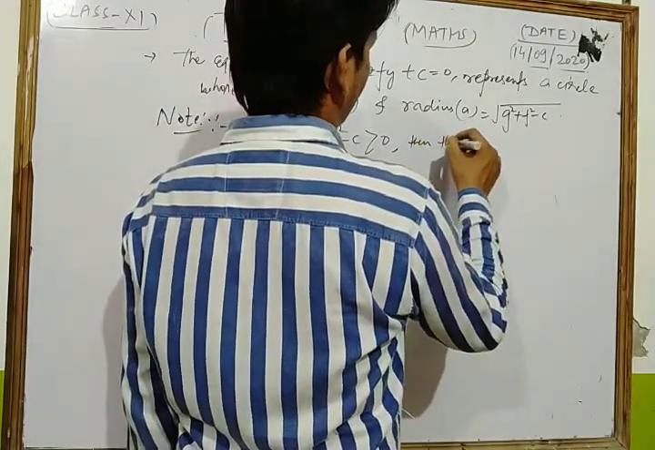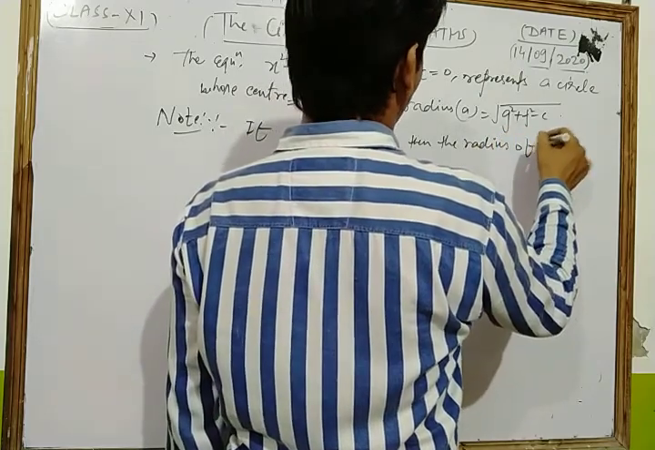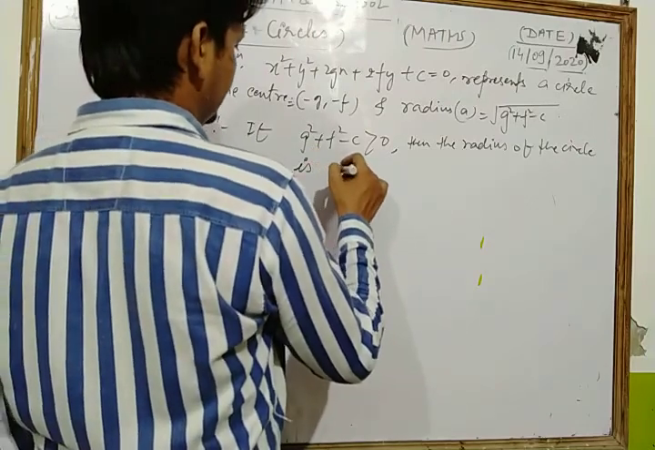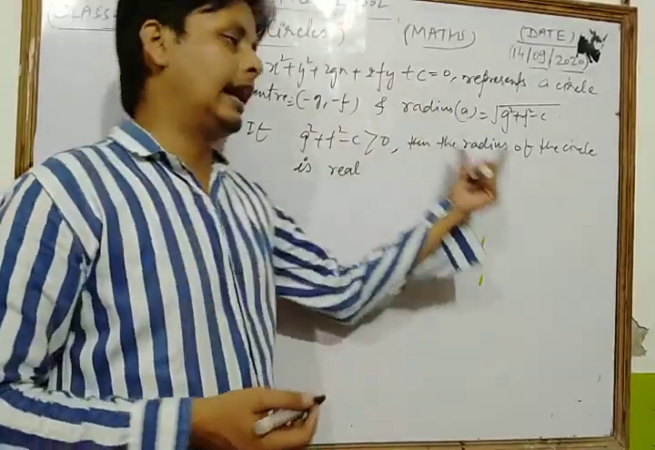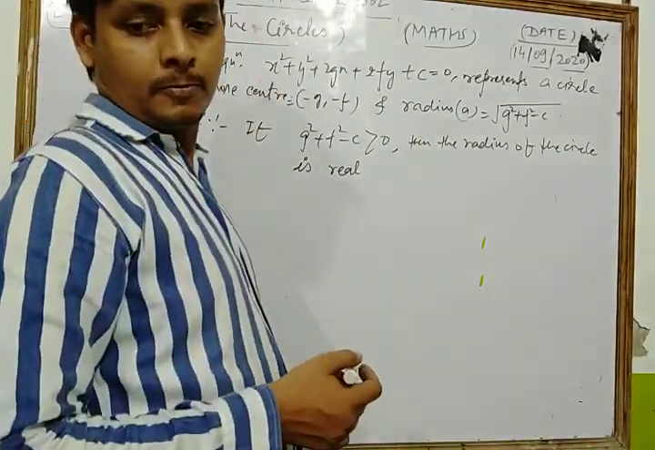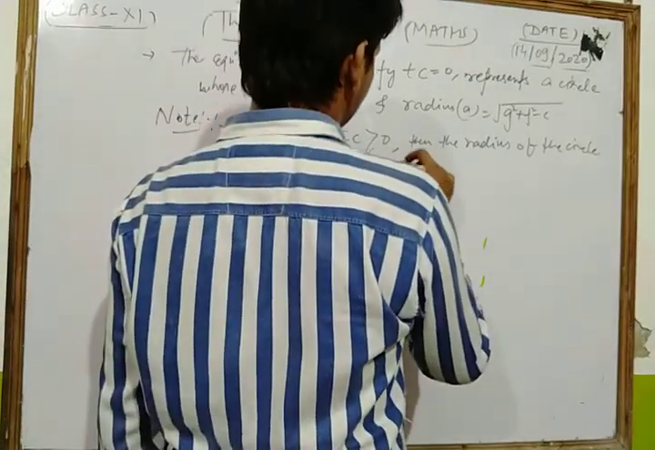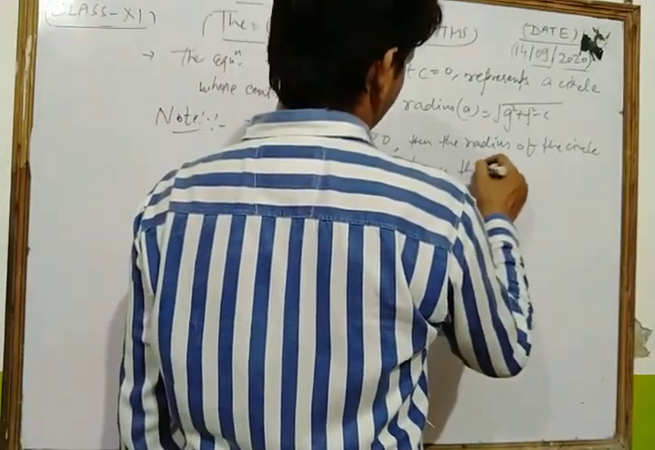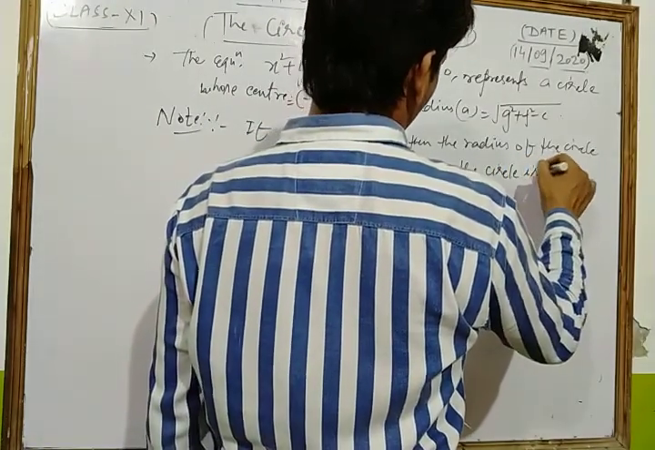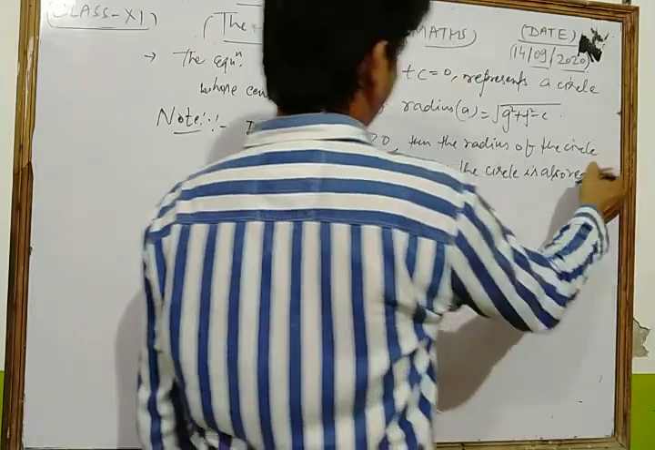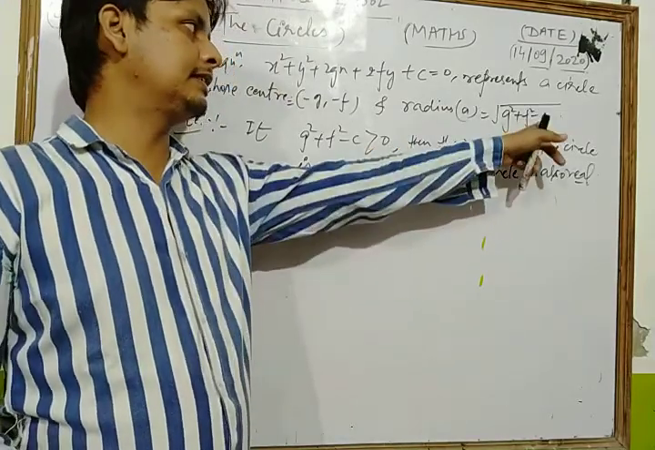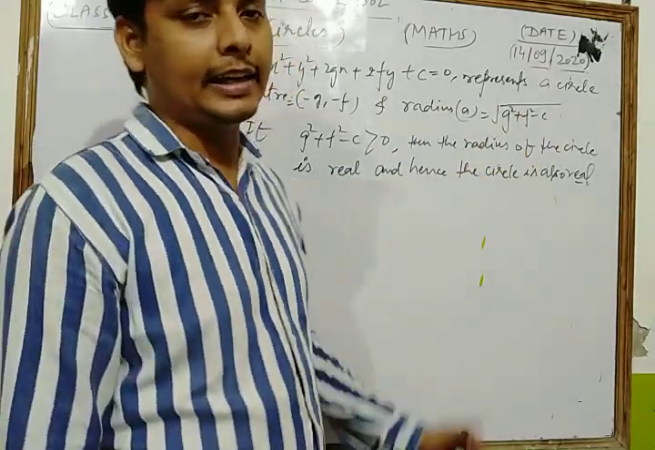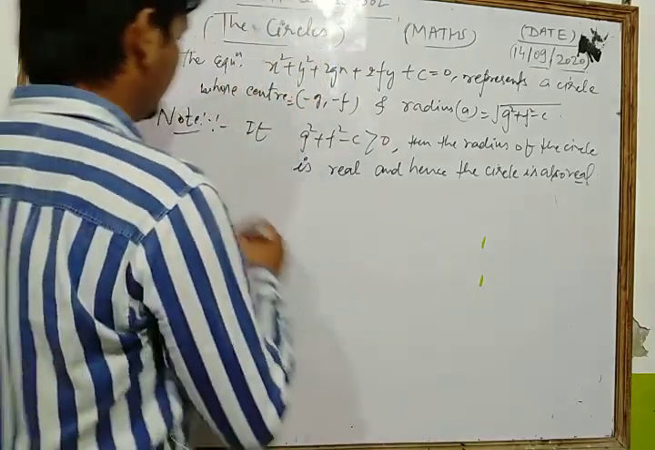Then the radius of the circle is real, and hence the circle is also real. Dear students, if the value of g square plus f square minus c is greater than 0, it means that the radius of the circle is real, and hence the circle is also real.